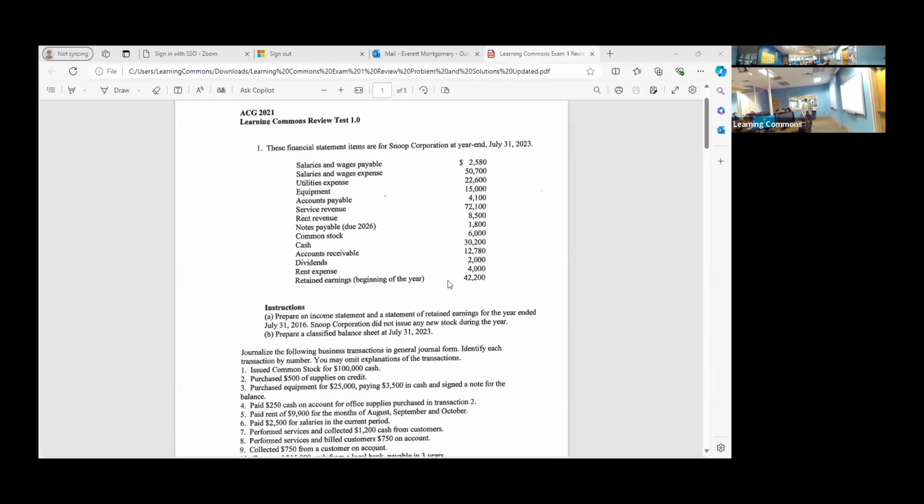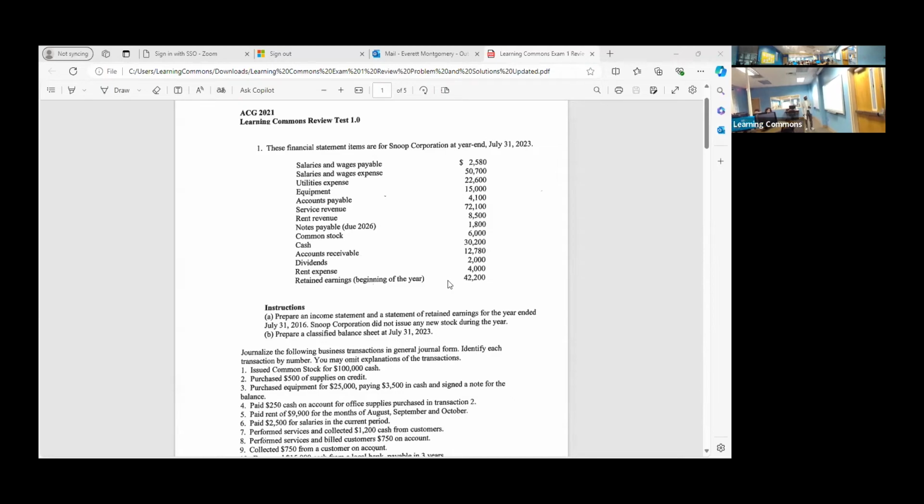So when we're preparing the income statement, what accounts are we looking for to put in the income statement? What type of accounts? Revenues and expenses. Remember that in your income statement, all you're looking for are revenues and expenses. And in that income statement, you're trying to produce what? Net income or net loss. So looking at this, we're going to pick out those income statement accounts.